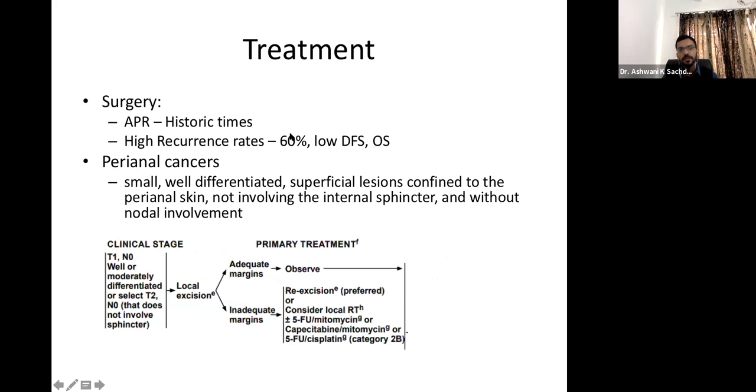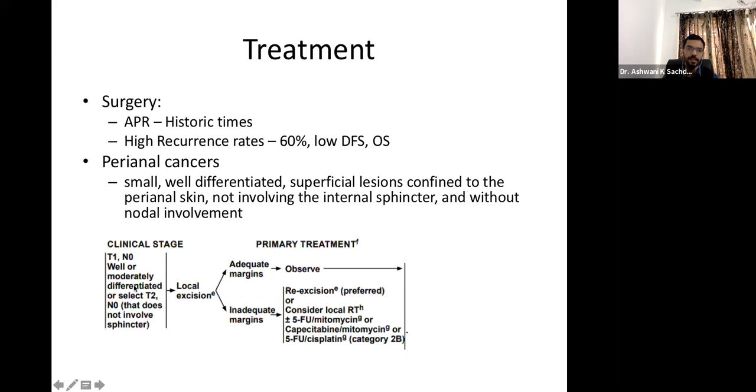Coming on to treatment, surgery was initially offered in the historical times. APR and radical surgeries were done, but they were associated with high recurrence rates, low disease-free survival, and low overall survival. So nowadays, surgery is only limited to perianal cancers, and those which are very small, well differentiated superficial lesions involving the perianal skin and not involving the anal sphincter, and also without nodal involvement.